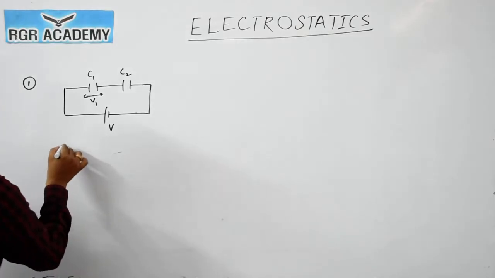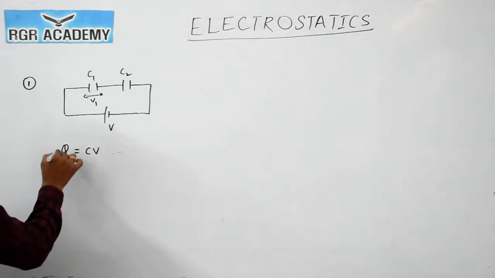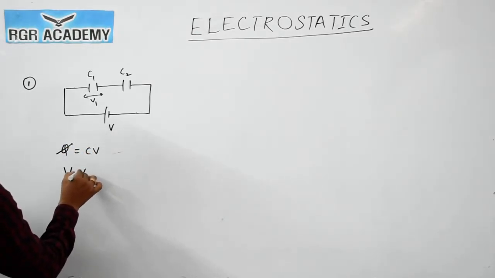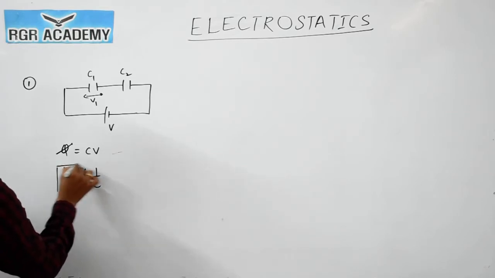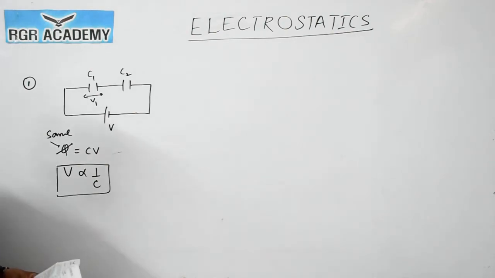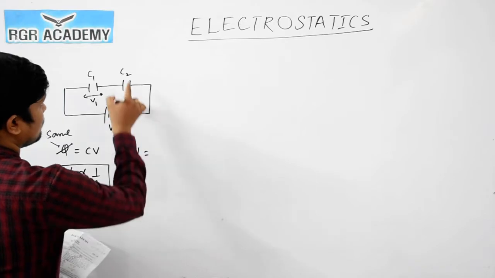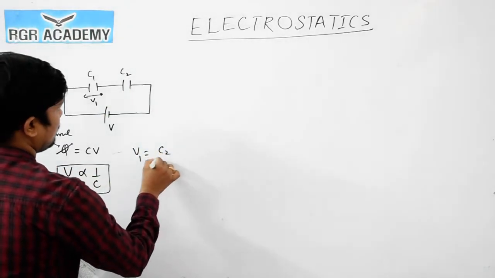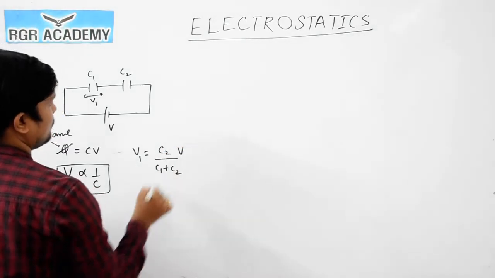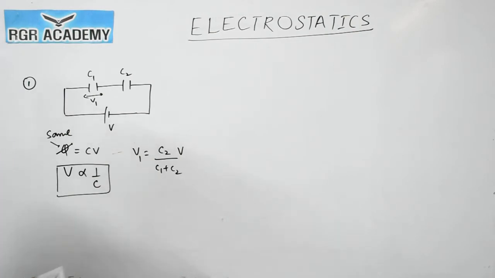Now as we know, in series combination charge is the same on both the capacitors. Q is equal to C into V. So from this we can say the charge is the same, so V is inversely proportional to C. Then V1 will be equal to C2 divided by C1 plus C2 into V. Clear? C2 into V divided by C1 plus C2.